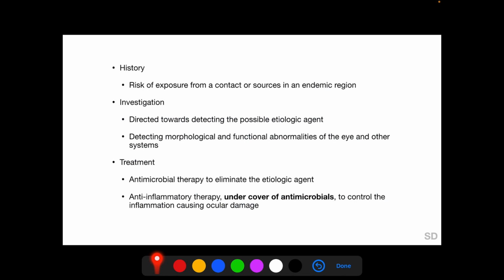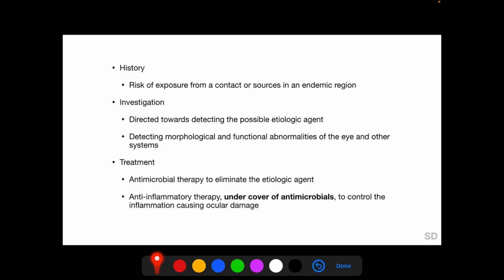When considering an infectious etiology of a uveitis presentation, we should take a history of exposure from a possible contact or other sources in an endemic region. An investigation of a possible infectious agent is directed toward detecting the possible etiologic agent, in addition to detecting morphological and functional abnormalities of the eye and other systems, as is done in non-infectious uveitis.